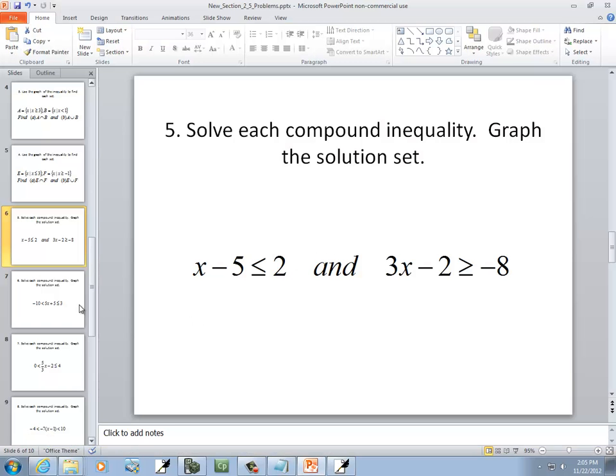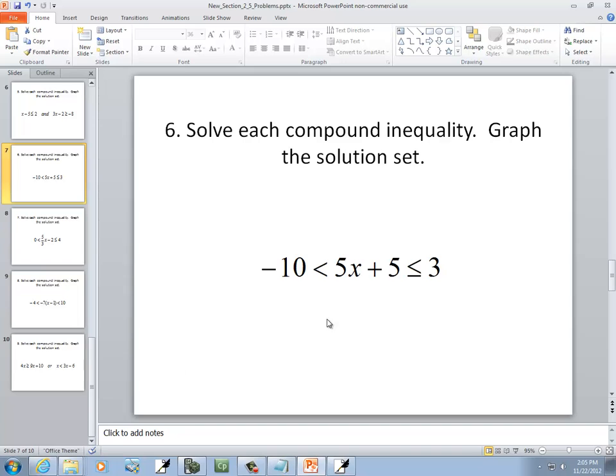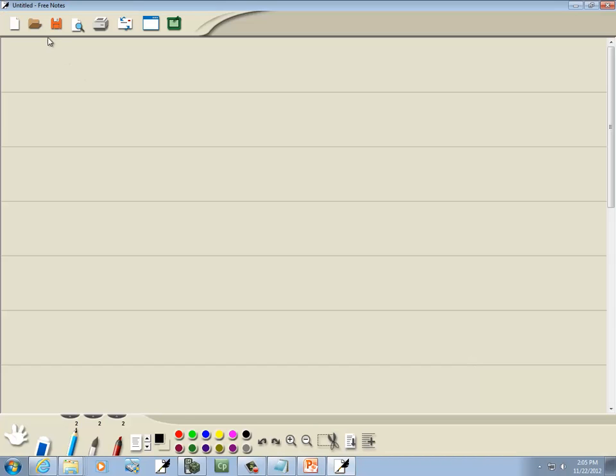Now this next one's a little bit different, and I'll write the steps down, then we'll actually solve it. It's got 3 sides to it. So let's take a look at how to solve something that has 3 sides. Solving a 3-sided compound inequality.